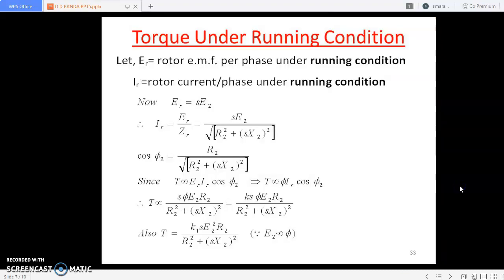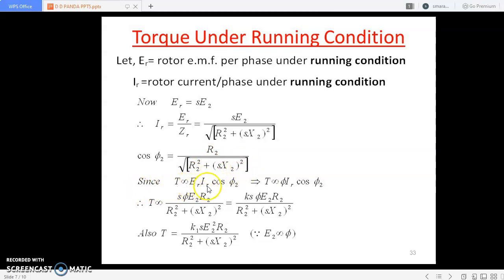Now, torque of an induction motor under running condition. Let ER be the rotor EMF per phase under running condition, and IR the rotor current per phase under running condition. We know ER equals S into E2. Slip is considered here. IR equals ER by ZR. Cos phi 2 is nothing but R2 by the square root of R2 square plus S X2 square.